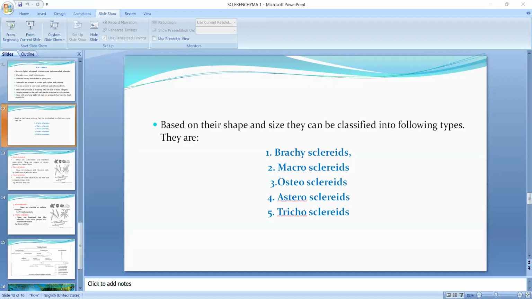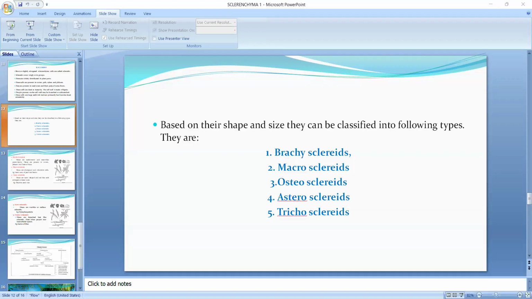Next, coming to the second one, macrosclereids. Macro means big size. These are elongated columnar sclereids. They occur in the seed coat of peas and beans. So we observe the macrosclereids in the seed coat of peas and beans.